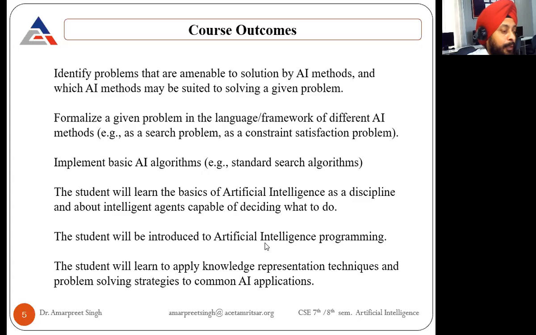The language will be up to you, whichever language you want to use for the programming. But mostly nowadays, Python is being used for AI programming. The student will learn to apply the knowledge representation techniques and problem solving strategies to common AI applications. So these are the course outcomes. After completing this, you will be able to perform these activities. So it is very important, that is the course outcome.